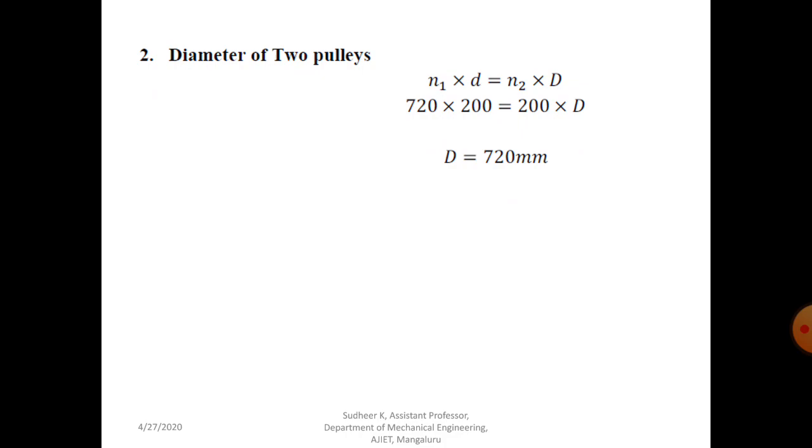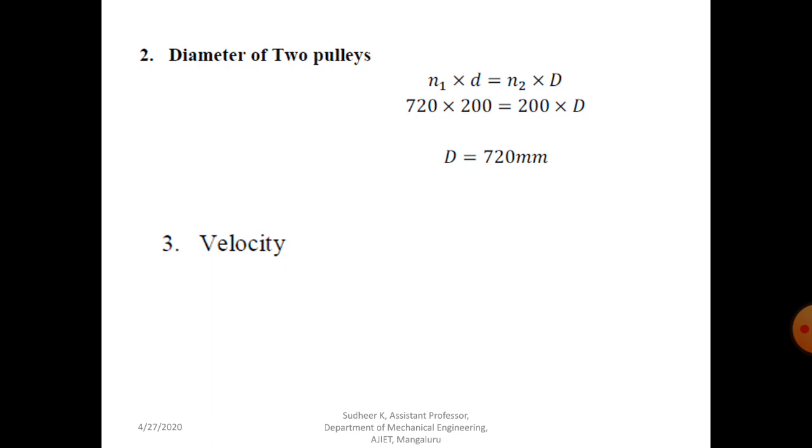So already one diameter is given in the problem statement itself, that is N1 into d is equal to N2 into D. So 720 into 200 is equal to 200 into capital letter D. So capital letter D is nothing but the diameter of the larger pulley, or we call it the driven pulley, which is connected to the compressor. So after calculations, the value will be 720 millimeter. It means that the driven pulley diameter is more than the diameter of the driver pulley.